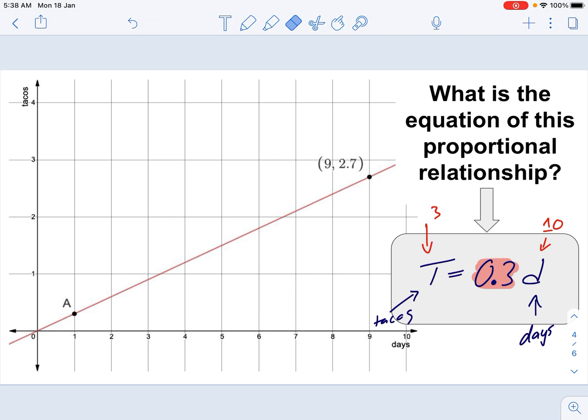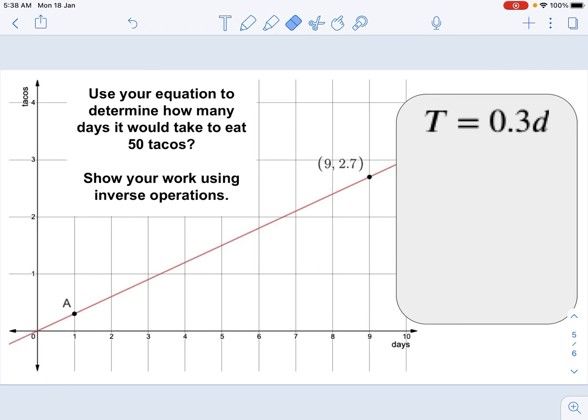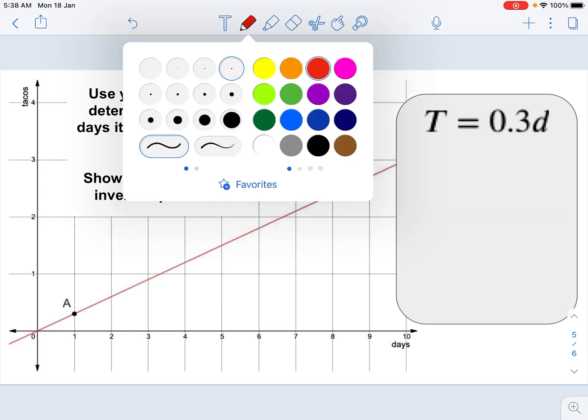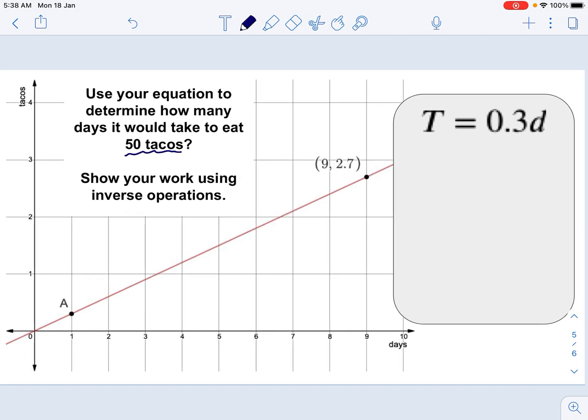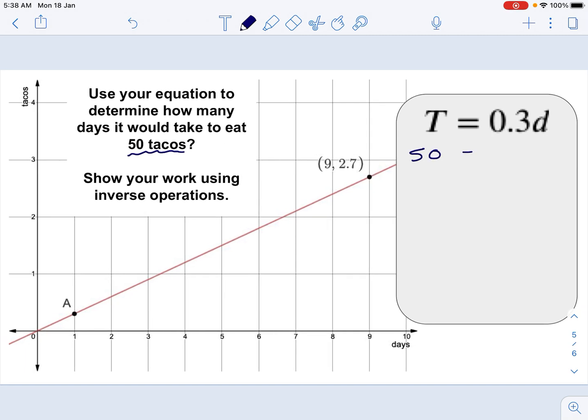Okay, now we're going to use that equation. Determine how many days it would take to eat 50 tacos. Show your work using inverse operations. This will be one where we ask you to actually use the formula. So we want to know how long it's going to take to eat 50 tacos. You see I wrote my formula down. Now I'm going to substitute that 50 into the formula. It can go in for either T or D. Well, in this case, because T represents the tacos, I'm going to put it in for T. So I'm going to get 50 equals 0.3D. That's the setup, how I want you to start the problem.